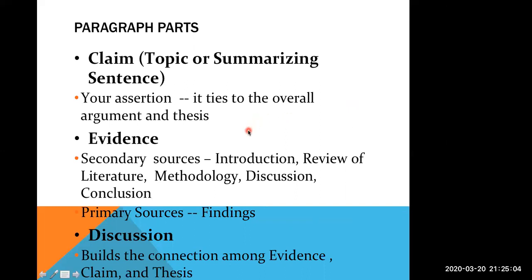The evidence includes the secondary sources, the review of literature, methodology, discussion, conclusion, primary sources and findings, which constitute the main body of your research paper. And the last part would be the discussion, in which you build connections and make your evidence clear, along with your claim and thesis, and you try to make some implications of your research and build upon it accordingly. So these are roughly the main foundational parts that constitute the paragraph in any research paper.